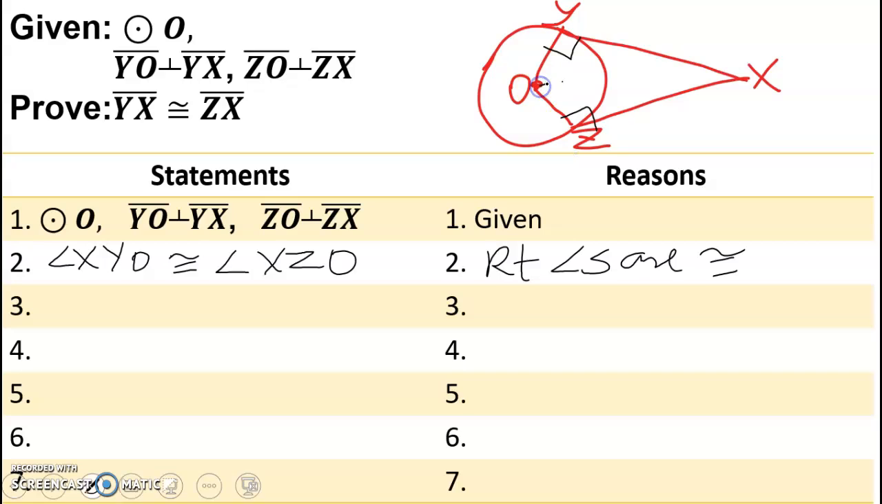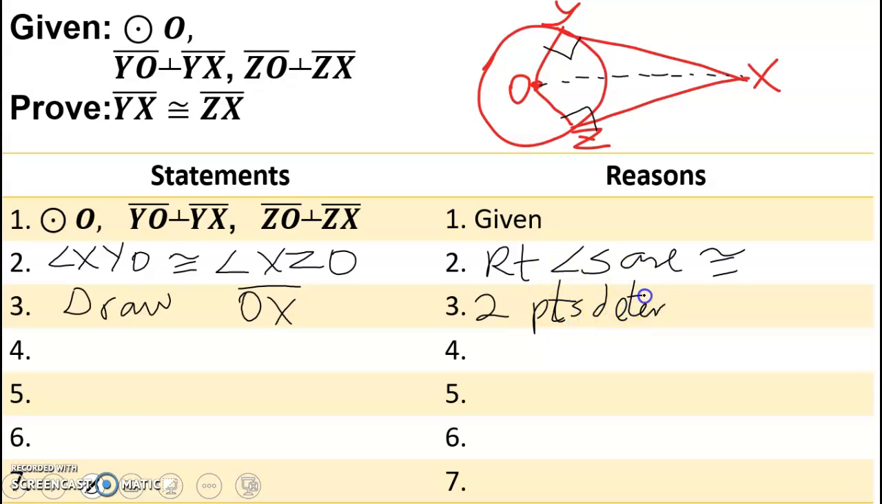So we can always draw the auxiliary line. We can cut it in here from O to X. So we can draw auxiliary line. So draw segment OX, which will be the auxiliary. So 2 points determine a line. Okay, we need to always write that whenever we draw auxiliary lines. So we have 2 triangles now to work with. So let's try to prove those 2 triangles congruent first.